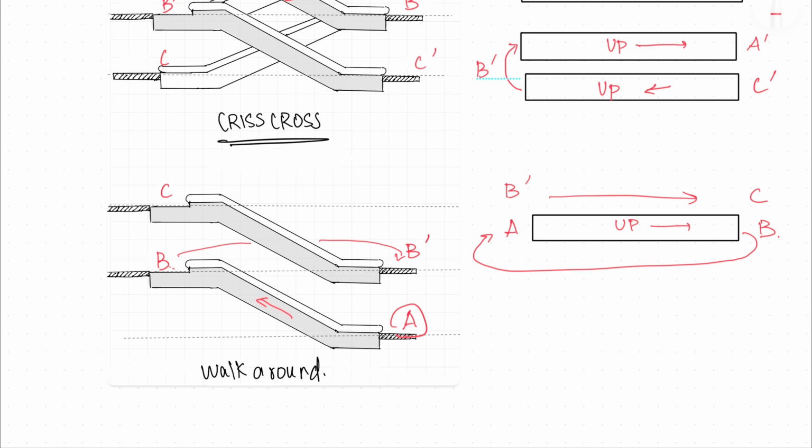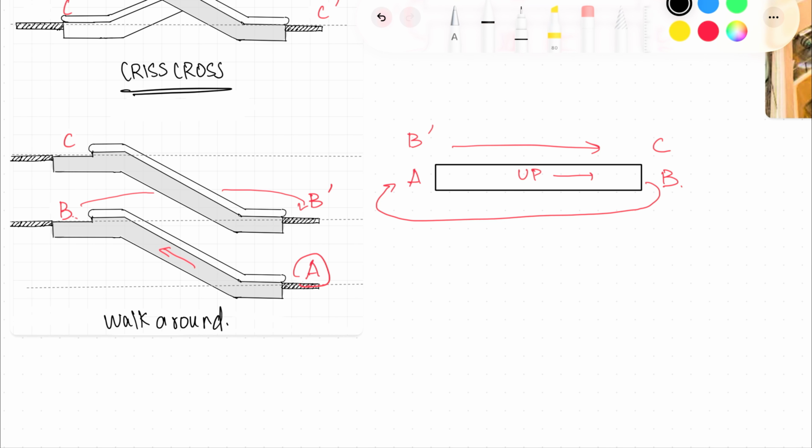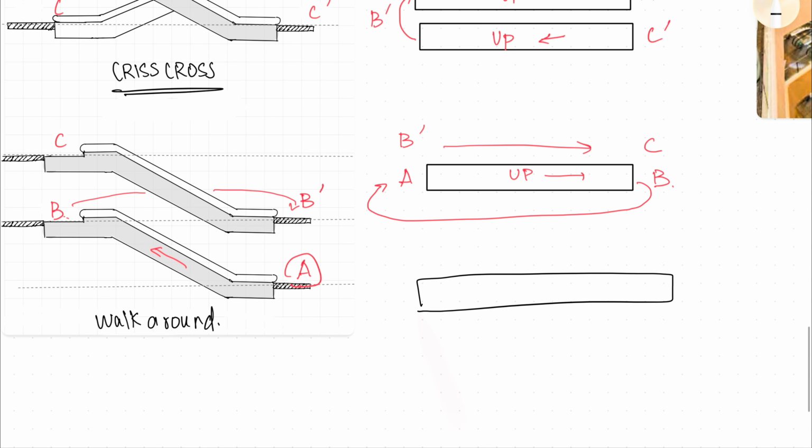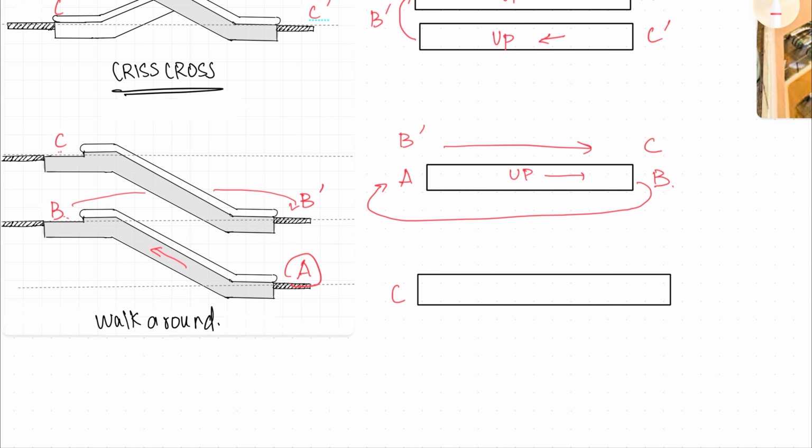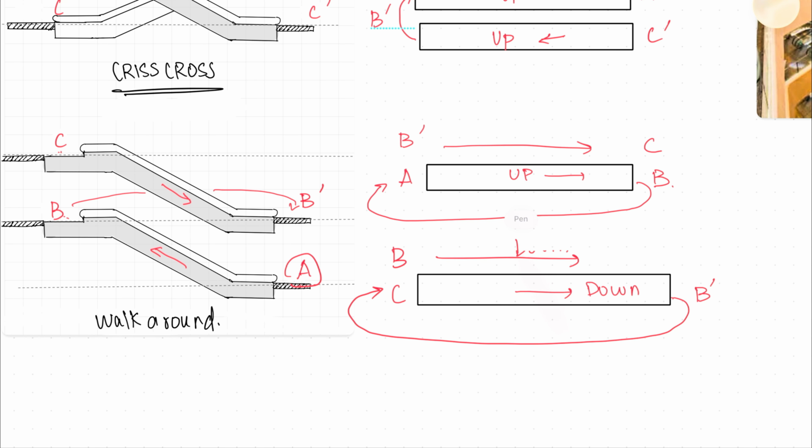Again, while coming down it's going to be the same. You'll start at C, come down to B dash, from where you'll walk around to the escalator at B, and go down to A. I hope this is clear.